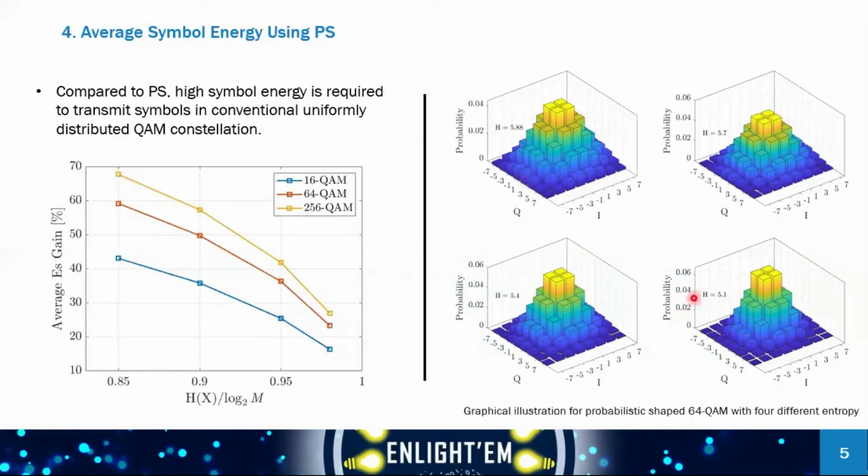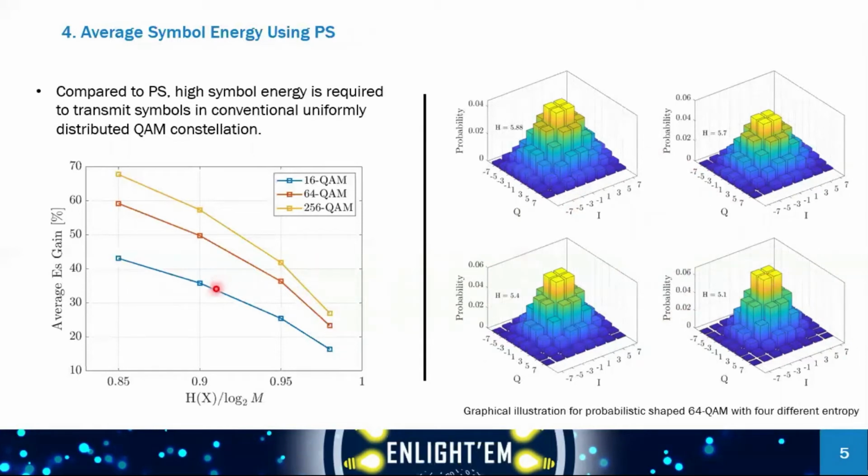This figure graphically illustrates probabilistic shaped 64 QAM for 4 different entropy values: 5.88, 5.7, 5.4, and 5.1 bits. It can be seen that as entropy decreases, the probability is higher for symbols in the innermost circle of the constellation to be chosen, and hence the more frequently those symbols are used.